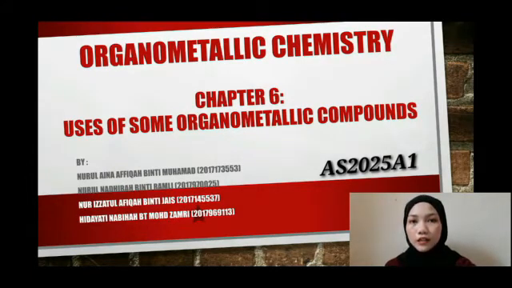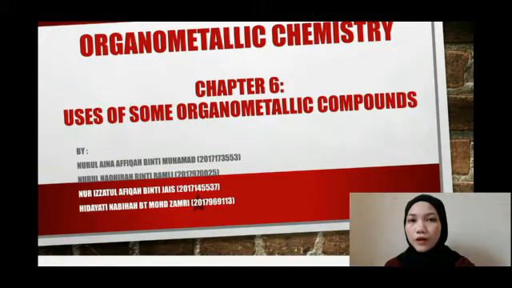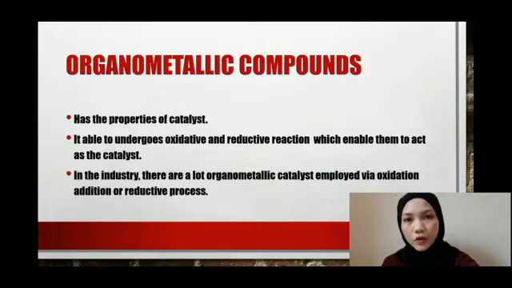Today, my friend and I are going to present Chapter 6 of Organometallic Chemistry, which is some uses of organometallic compound. Organometallic compound has the properties of a catalyst. It is able to undergo the reaction of oxidation and reduction process. In the industry, there are a lot of organometallic compounds that are used as catalysts. Moreover, most of them are employed for reduction and oxidation process. In this chapter, my friend and I are going to explain only 4 of these catalysts with different process.